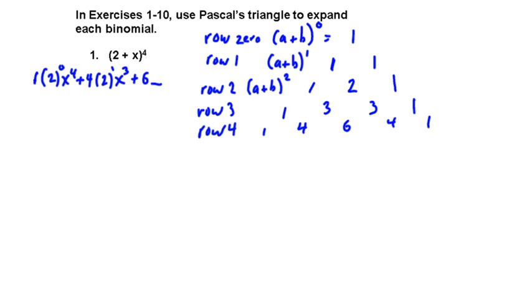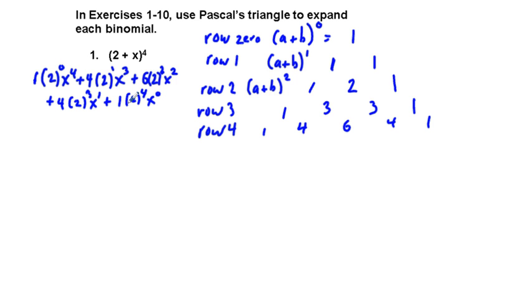We have 6 times 2 squared times x squared, and then plus, I'm making another row here, we have 4 times 2 to the 3rd power and x to the 1st power, plus we have 1 times 2 to the 4th power, x to the 0 power.